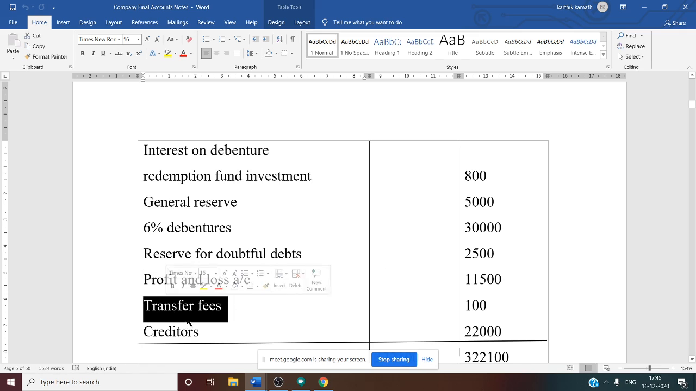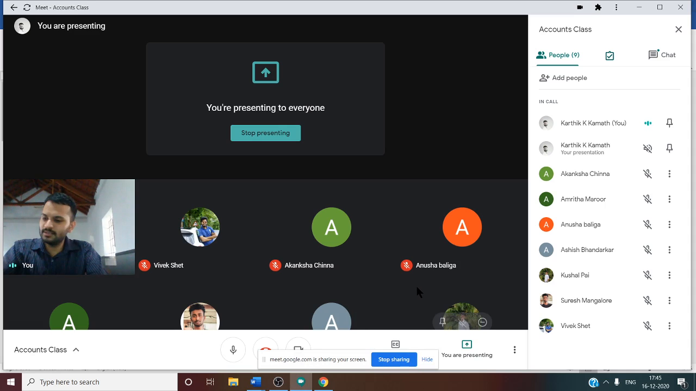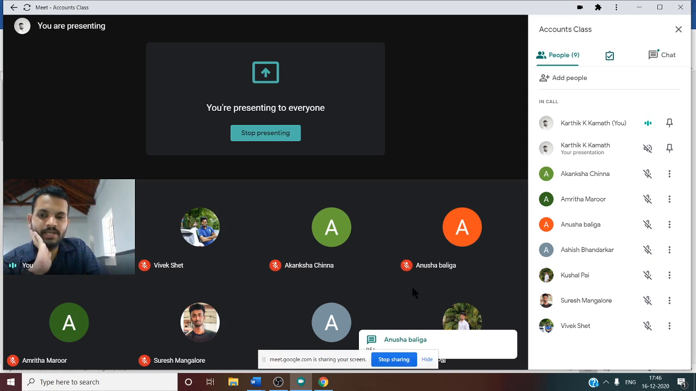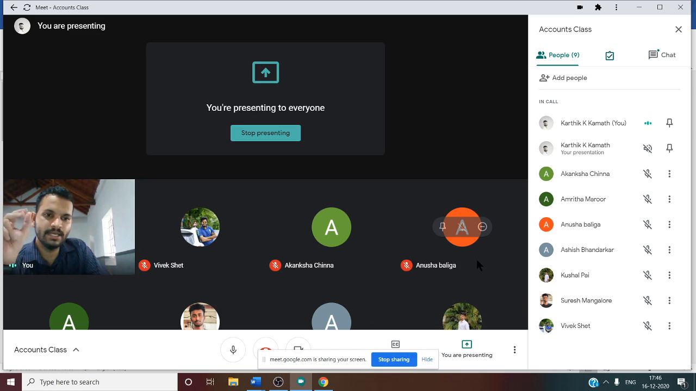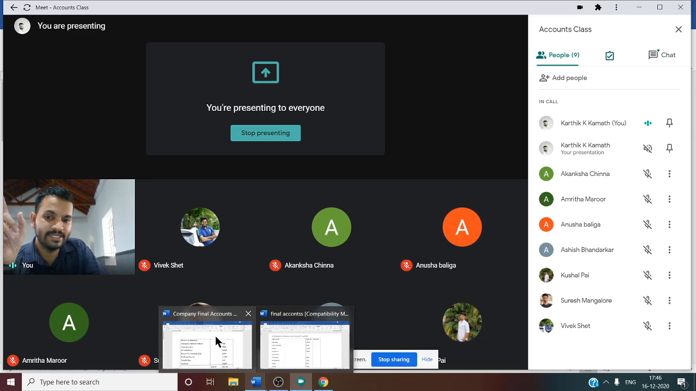Next, transfer fee. If you can tell this, then it is well and good. Can you tell me now where transfer fee will appear? Balance sheet or profit and loss account? Transfer fee. Can you tell me now? Anusha is saying P and L. Yes, that is correct. In P and L it will appear. Where in P and L will it come? Whether it is a debit balance or credit balance, that we have to see.